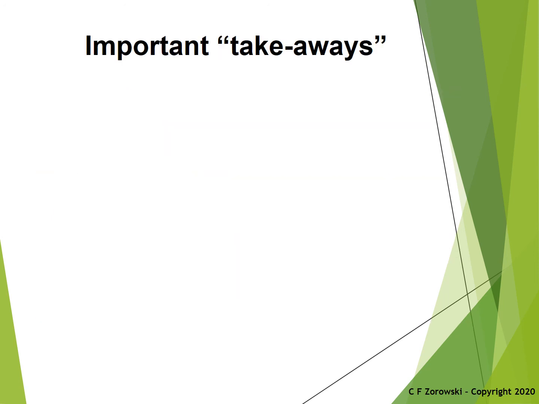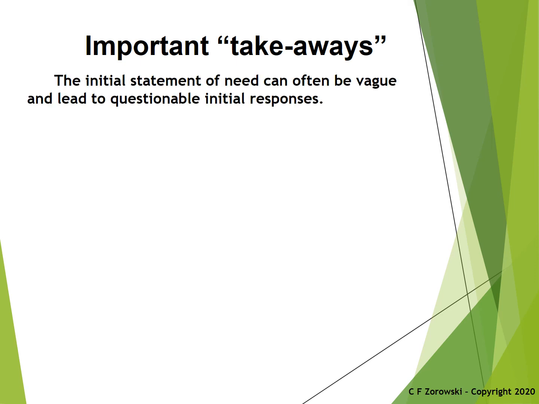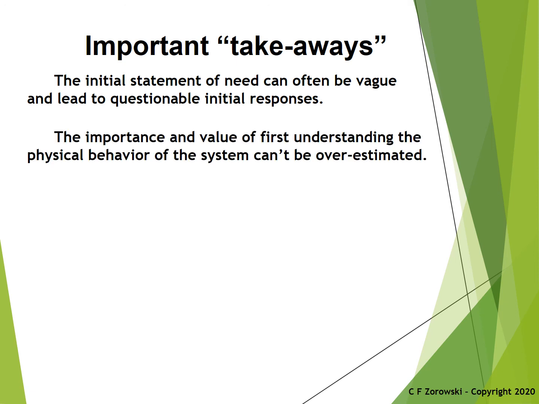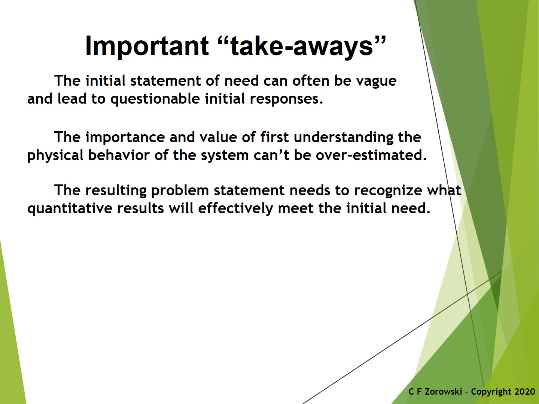Solving the transmission shift problem provides some important takeaways that a simple description of the application of the process doesn't cover. The initial statement of need can often be vague and consequently lead to questionable initial responses. The importance of first understanding the physical behavior of the system can't be overestimated. The resulting problem statement needs to recognize what quantitative results will effectively meet the initial need.